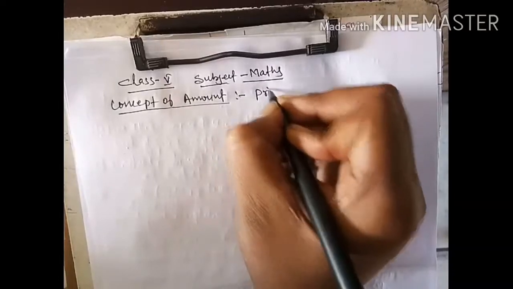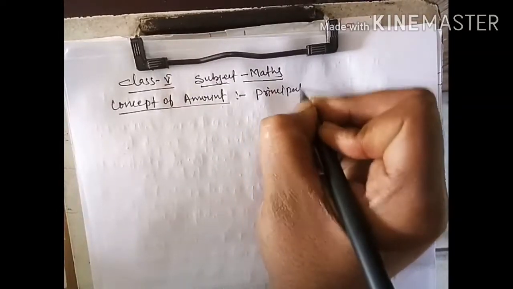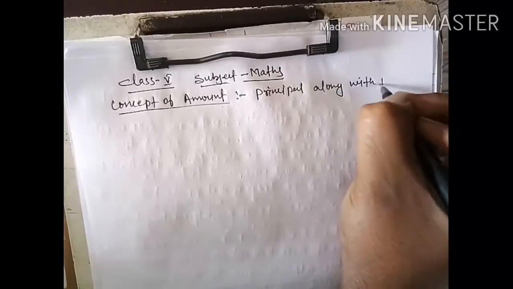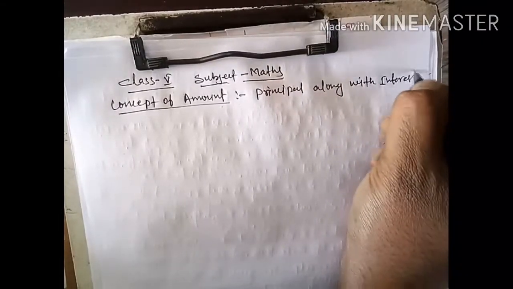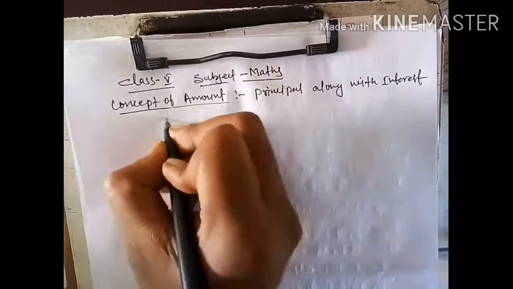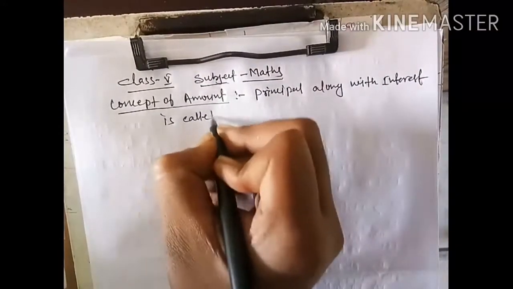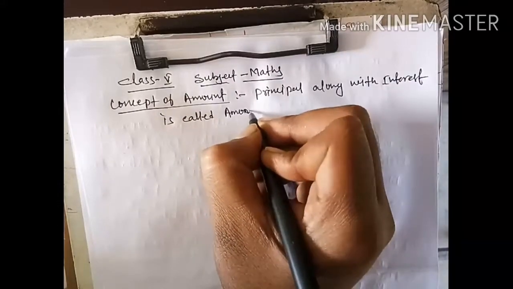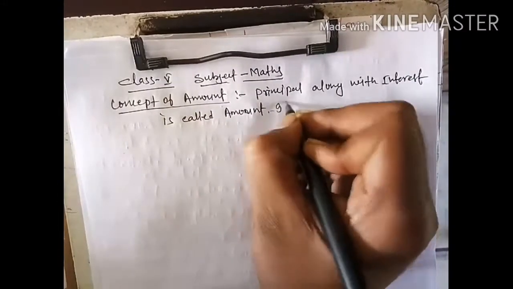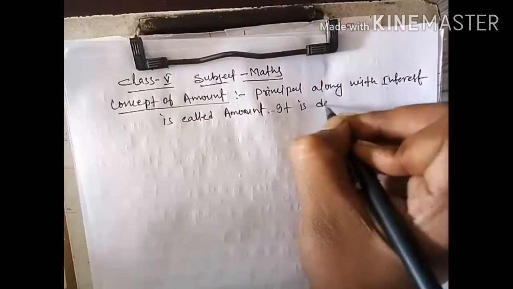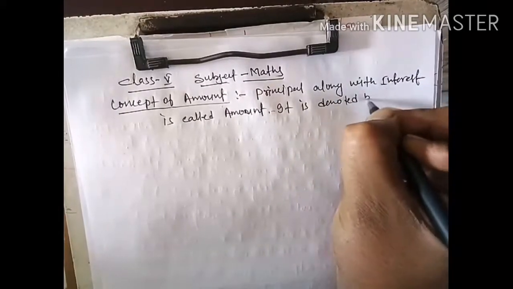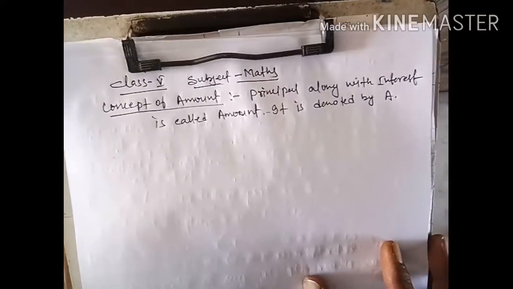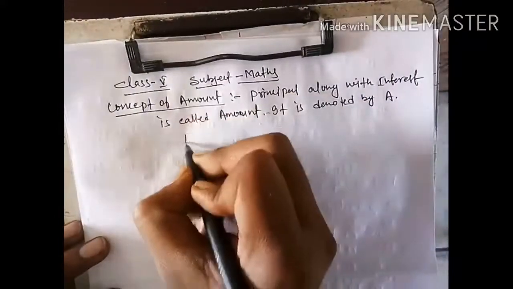Principal along with interest is called amount. It is denoted by capital A. अमाउंट को जनरली किससे डिनोट करते हैं? कैपिटल ए. It means amount.